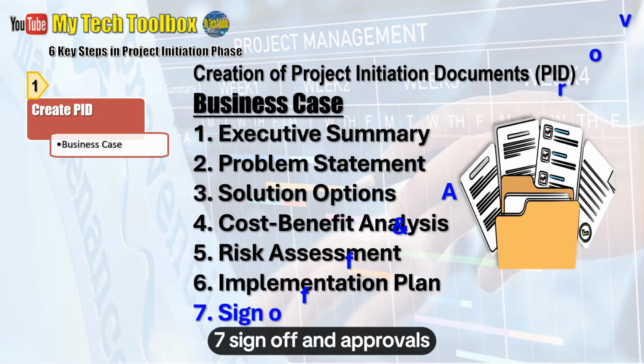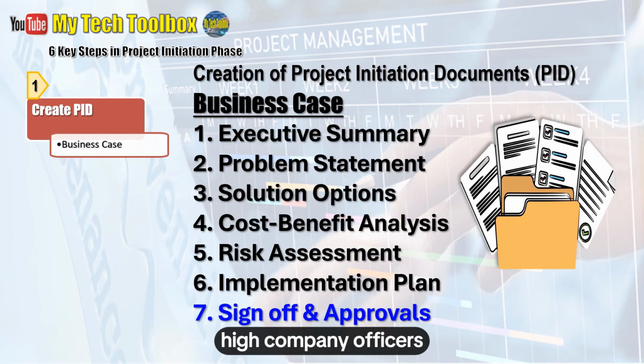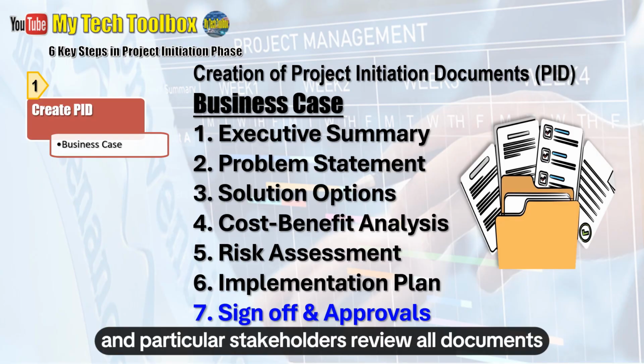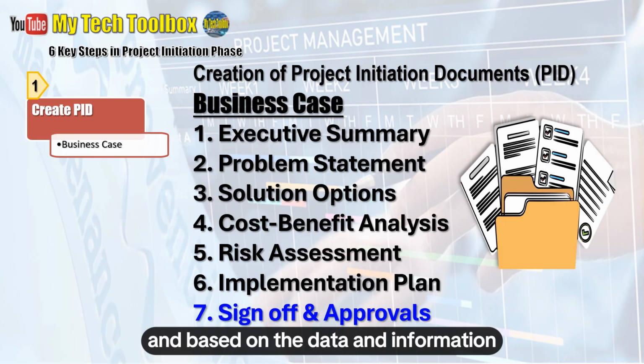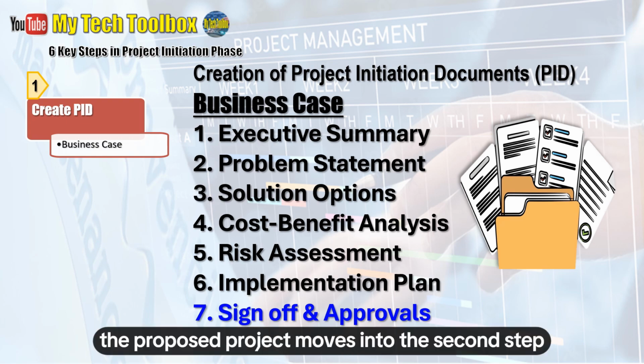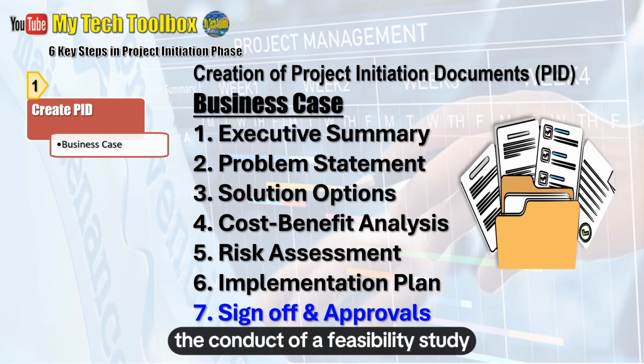7. Sign-off and approvals. High company officers and particular stakeholders review all documents and, based on the data and information contained in the business case, decide to approve or reject the project. If approved, the proposed project moves into the second step, the conduct of a feasibility study.